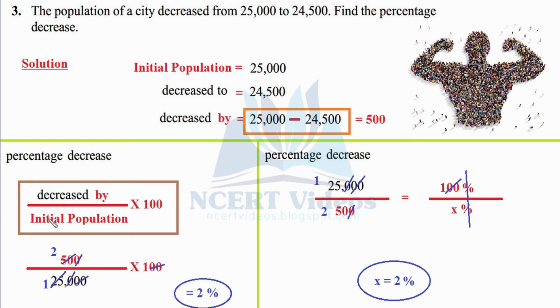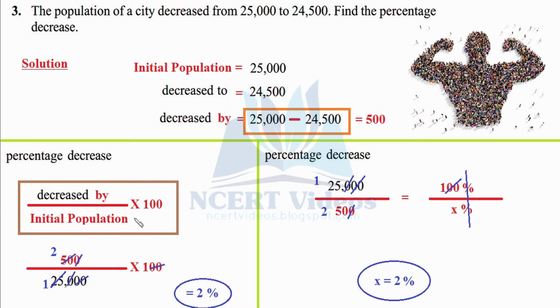Therefore, we multiply with 100 in order to find percentage. So 500 is the decrease. Initial population is 25,000 into 100. 2 zeros straight away cancel. Now we have 500 over 250. Again 1 zero cancels. Now we have 50 over 25. 25 ones are 25, 25 twos are 50. So 2% drop. Well, this is one of the methods that you have learned in this chapter, and this is formula based.